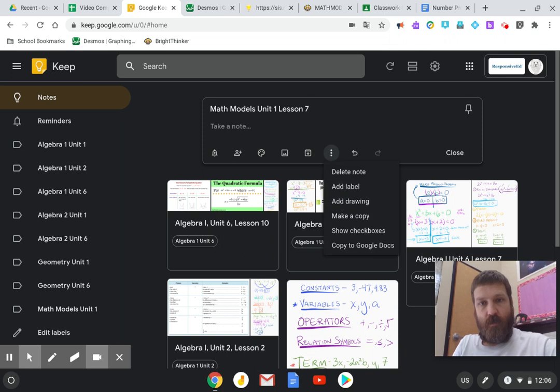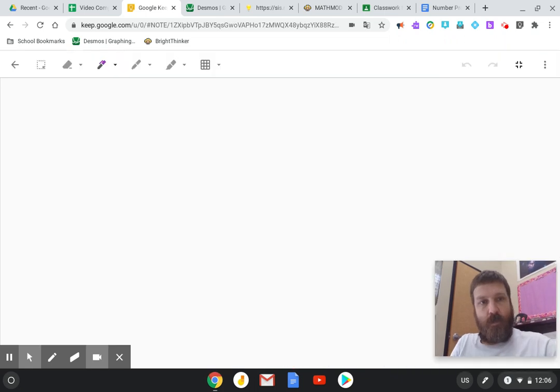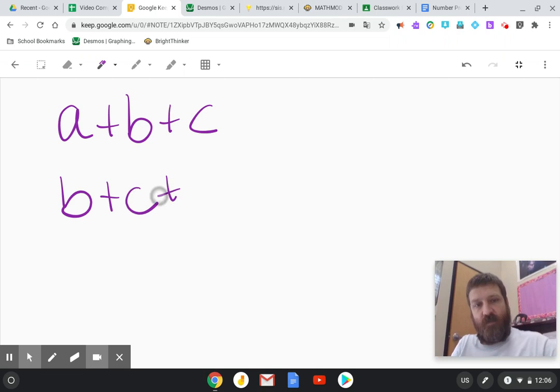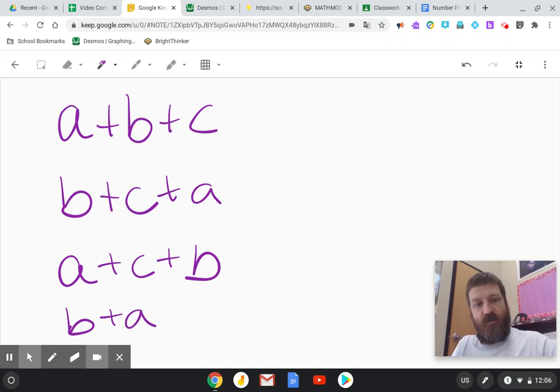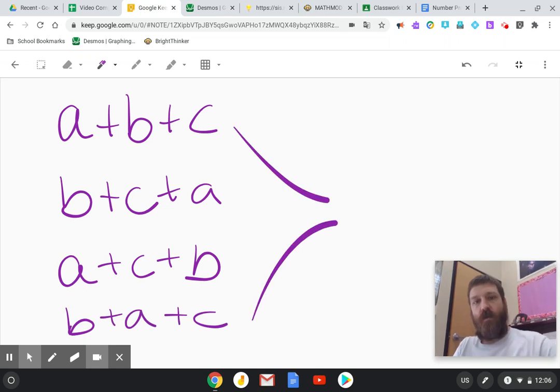A plus B plus C, it's the same as B plus C plus A, or A plus C plus B, or B plus A. You can see I'm making up every combination here. All of these equal the same thing.